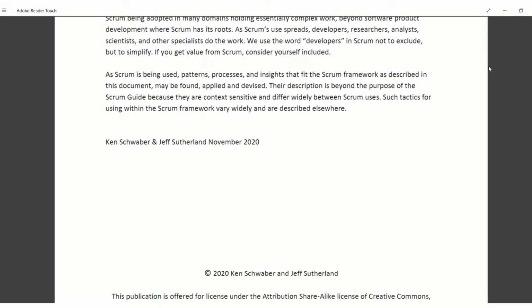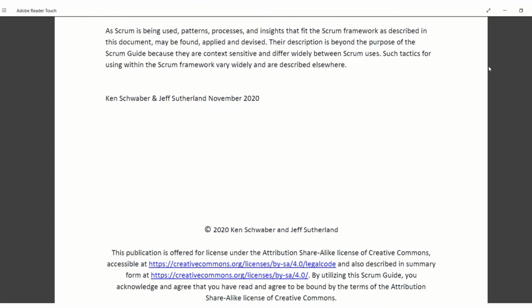As Scrum is being used, patterns, processes, and insights that fit the Scrum framework, as described in this guide, may be found, applied, and devised. Their description is beyond the purpose of the Scrum Guide because they are context sensitive and differ widely between Scrum uses. Such tactics for using the Scrum framework vary widely and are described elsewhere.